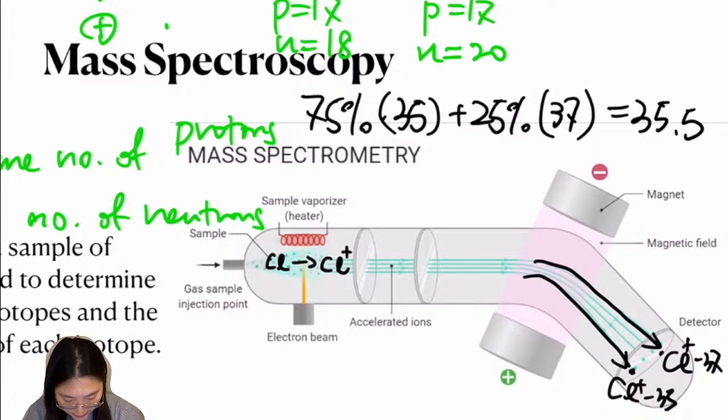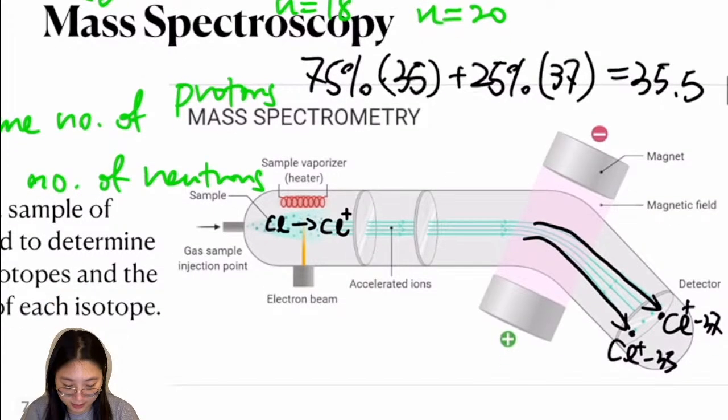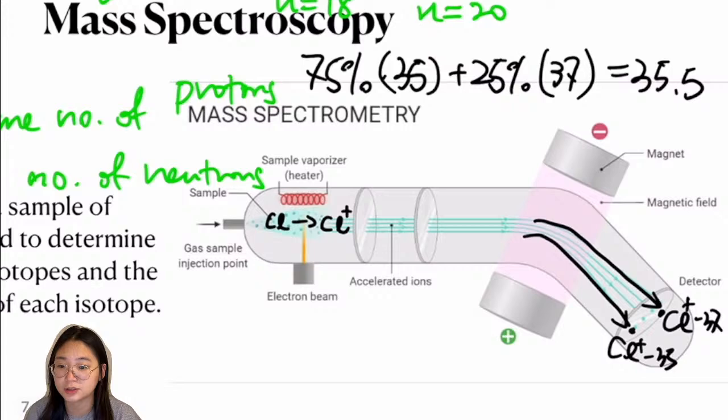So this is where these two different isotopes of chlorine land on the detector. And then the detector is connected to the software in a computer. So it's going to print out all of the information, and it's going to tell you how many isotopes there are in this sample, and the relative abundance, or the percentage, of each isotope in this sample.